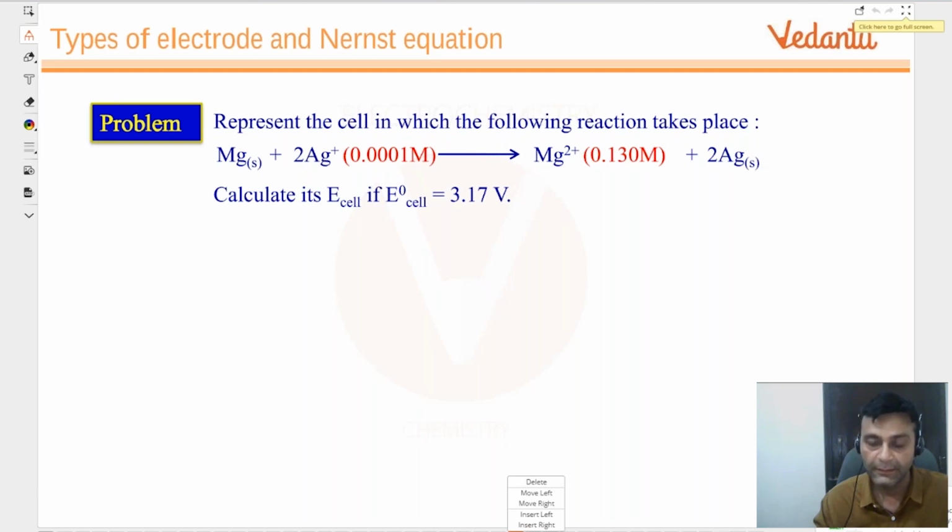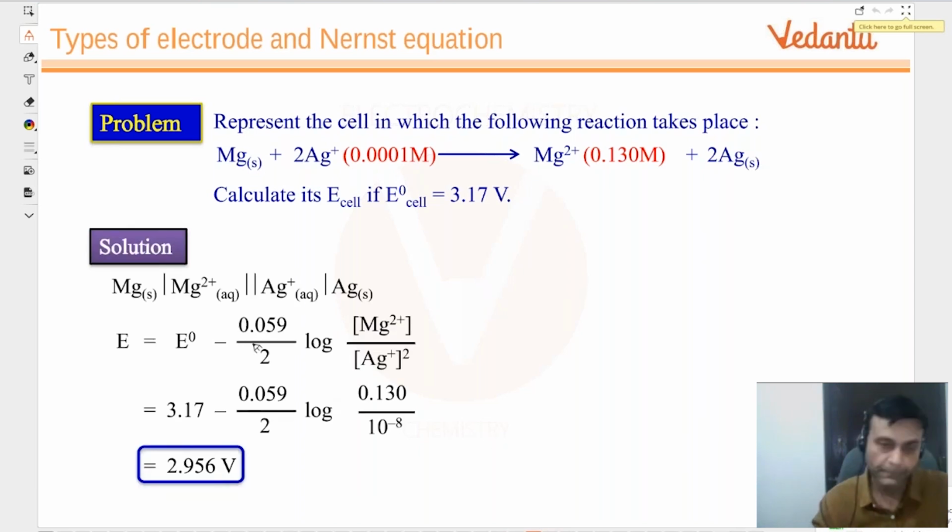So I'm showing you. See, this way 0.0591 upon 2 logarithm of product upon reactant to the power 2. This is very important here. This is a 2 here, and I'm making the power 2 here. Yes, students. Any doubt till now? Ask me now. No doubt. Very good.